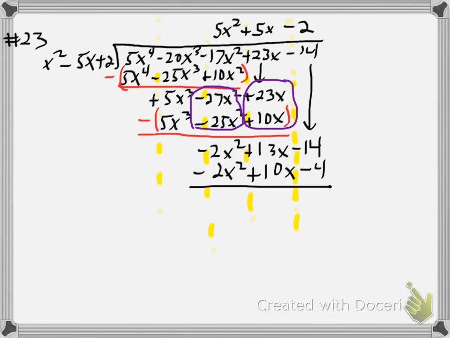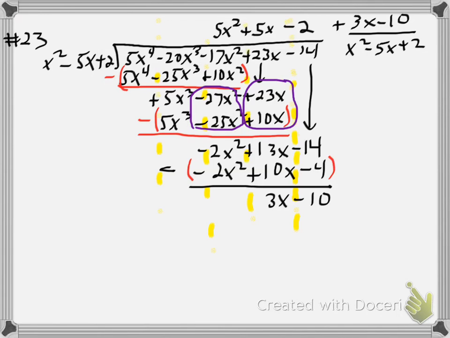I'm going to subtract here. So that turns to adding and you get 0. 13 minus 10 is 3x. Negative 14 plus 4 is negative 10. So I'm going to add to my answer 3x minus 10. That's my remainder, and I'm going to divide by my divisor, x squared minus 5x plus 2.